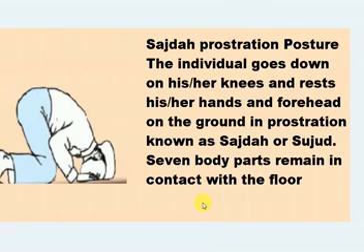And the fourth is called Sajda. Sajda is the prostration posture. The individual goes down to his or her knees and rests the hands and forehead on the ground in the position known as sajda or sujood. 7 body parts remain in contact with the floor in this particular position of the sajda.